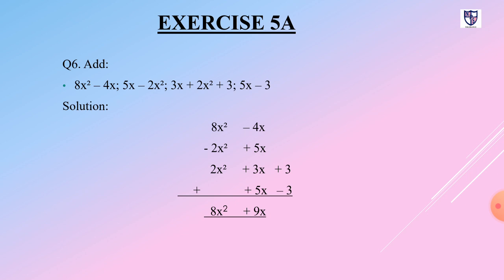Next, minus 4x plus 5x plus 4x plus 3x plus 5x. Solve: minus 4 plus 5 is equal to 1. Then 1 plus 3 is equal to 4. 4 plus 5 is equal to 9. Next is simple. 8 minus 2 is 6x squared. Then 6 plus 2, 8x squared. The answer is 8x squared plus 9x.